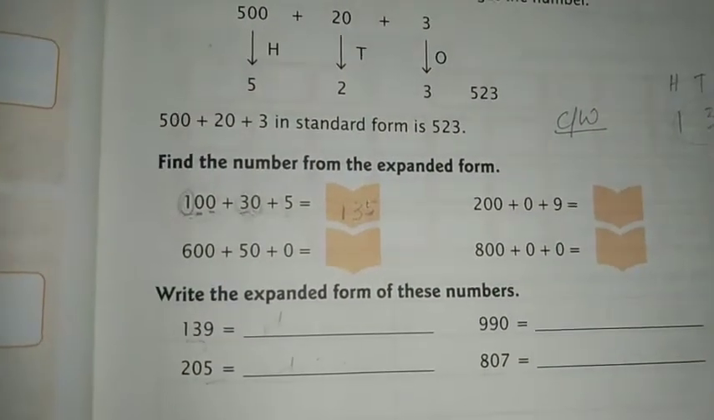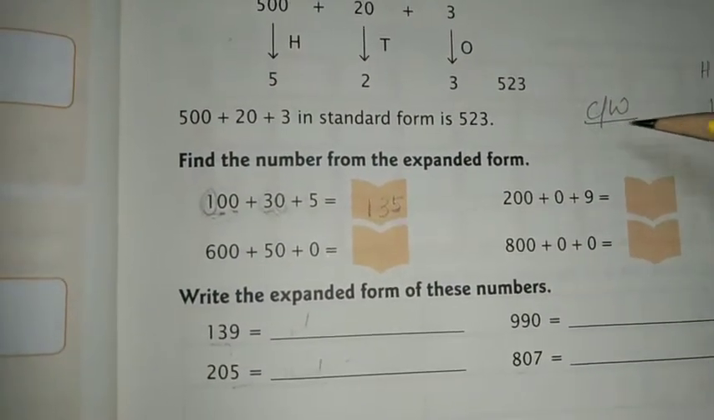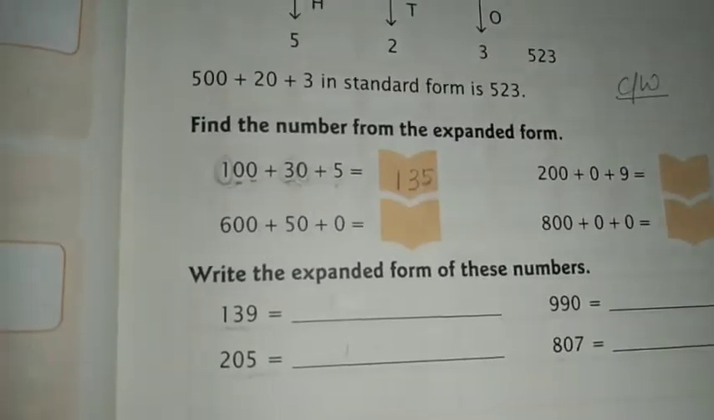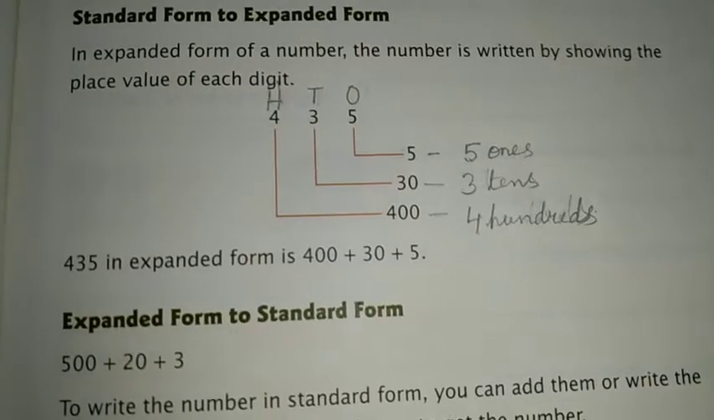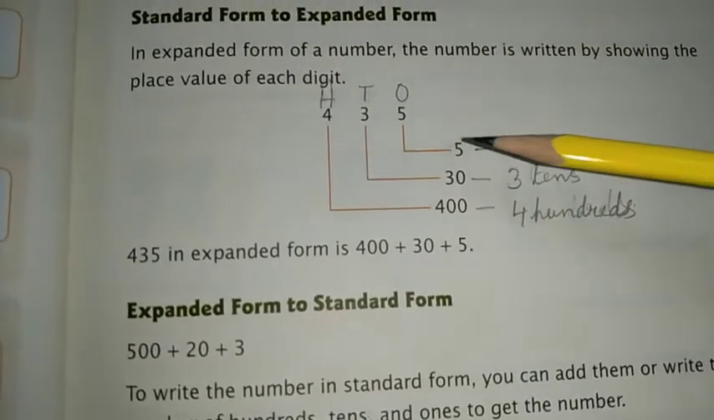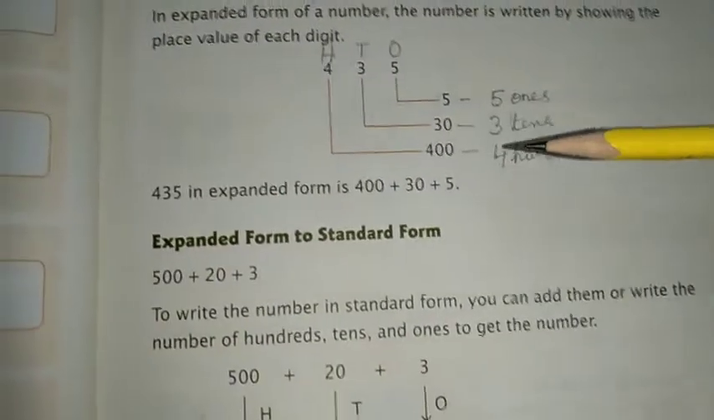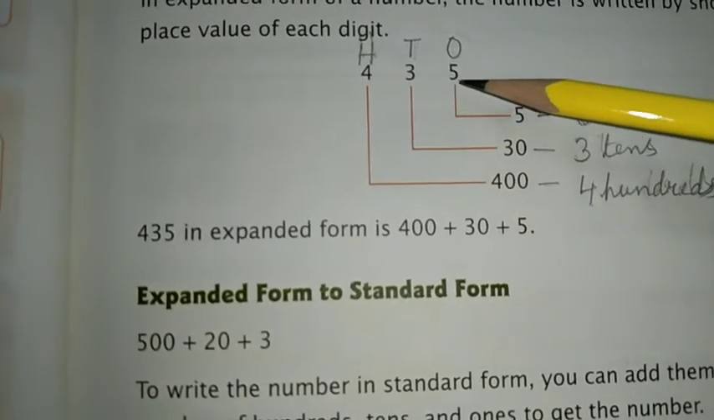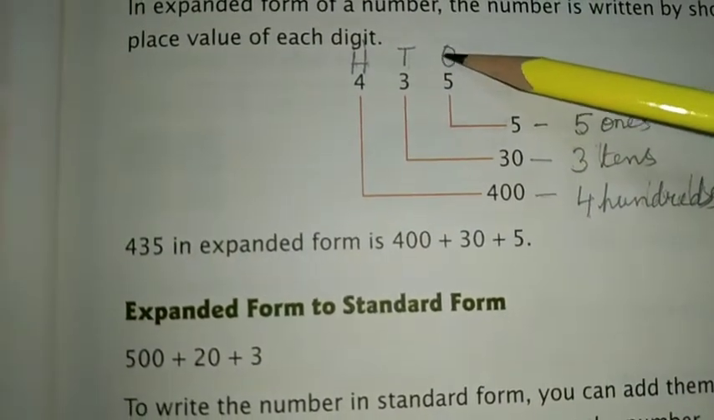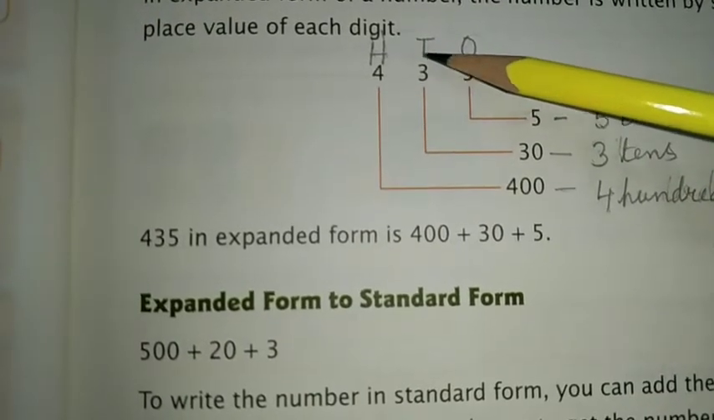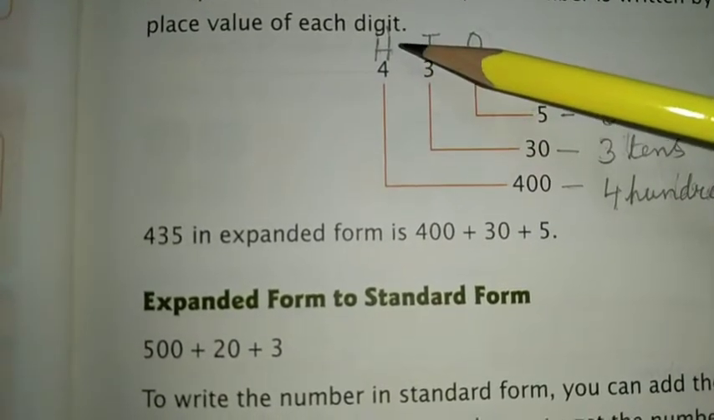In today's class we have done page 65. Page 65 is marked as CW here. It was done in class. So you can see here students, on top of the page, an example is given. 4, 3, 5. This 5 is in the place of ones, 3 is in the place of tens and 4 in the place of hundreds.